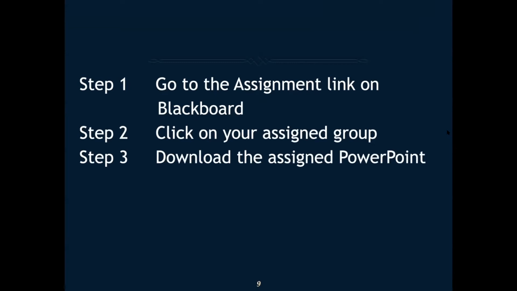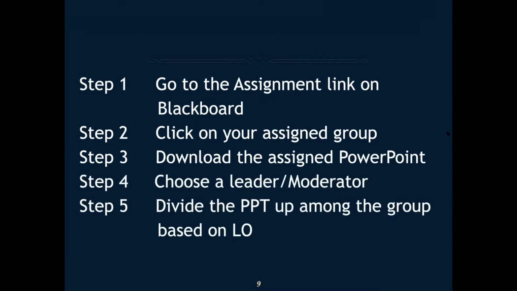So again, you will download whatever chapter or PowerPoint you're dealing with, and this way you have the PowerPoint there to work on. It's best to divide the PowerPoint up among the members of the group, so not one person is working on everything. Divide the PowerPoint up among the members of the group.